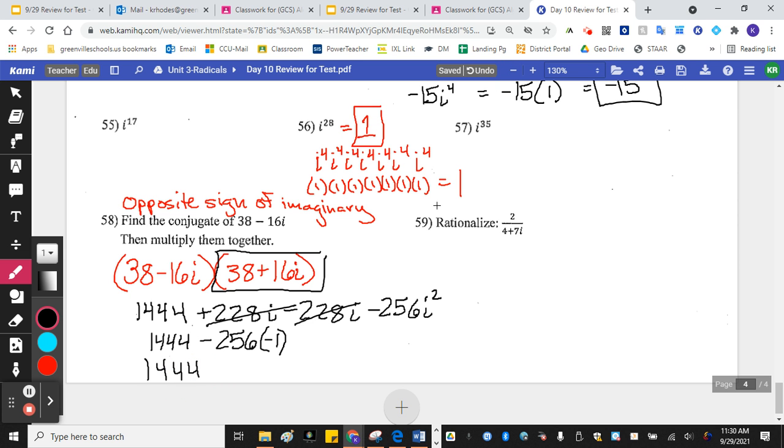We were singing that the other day, singing that this week. i is the square root of negative 1.